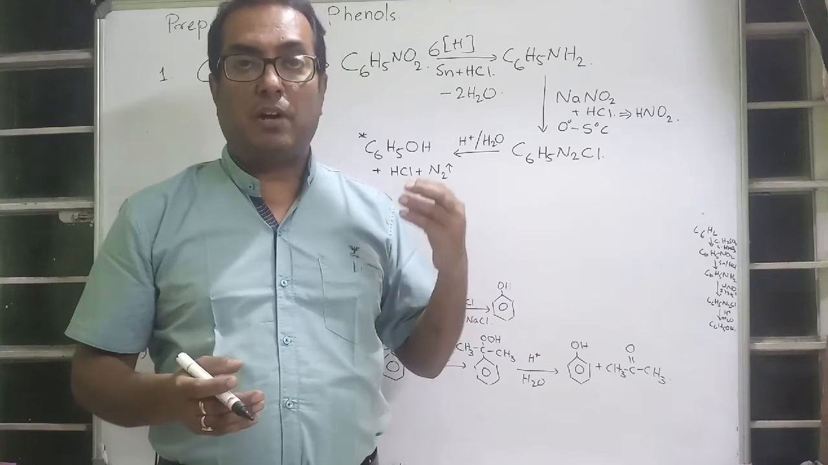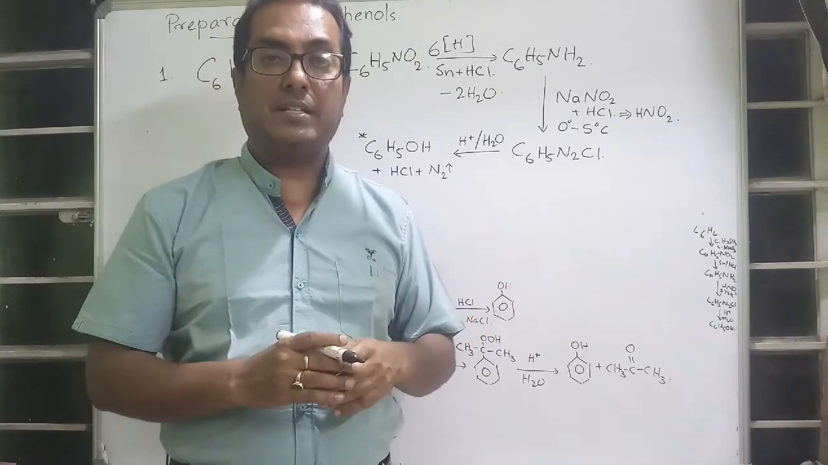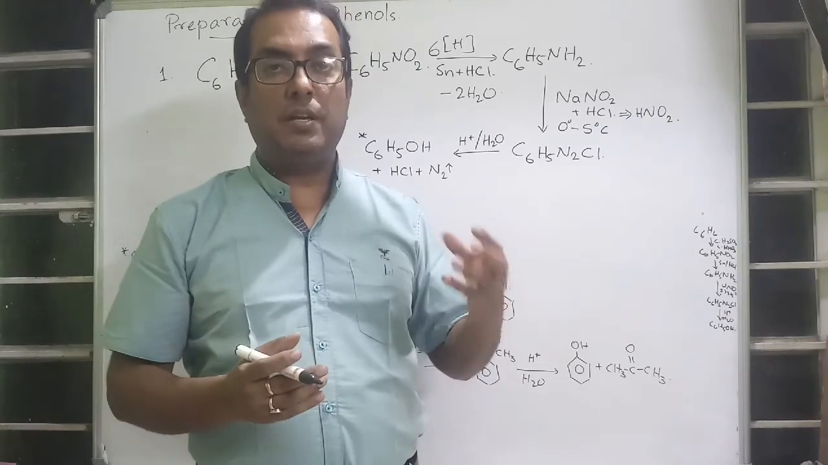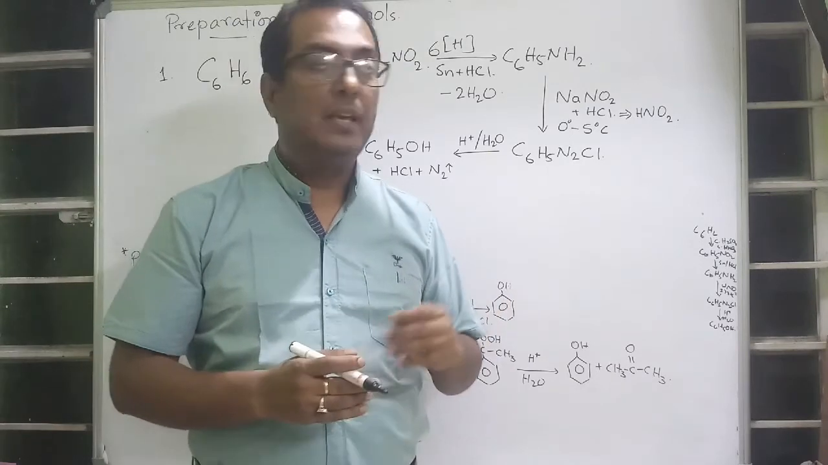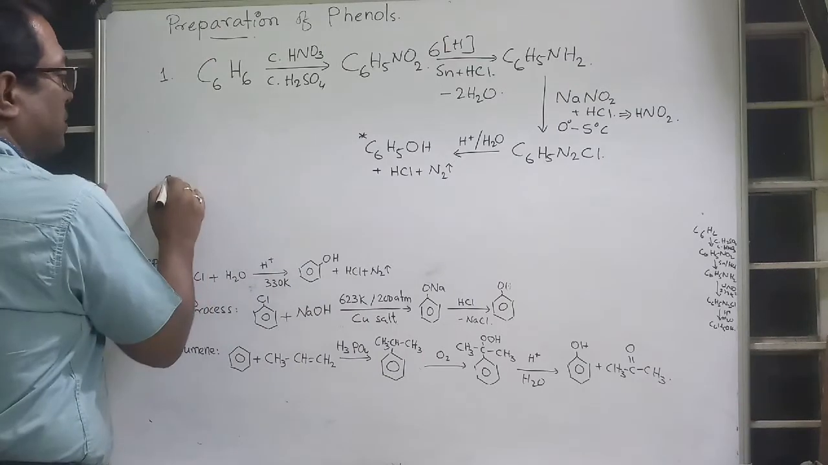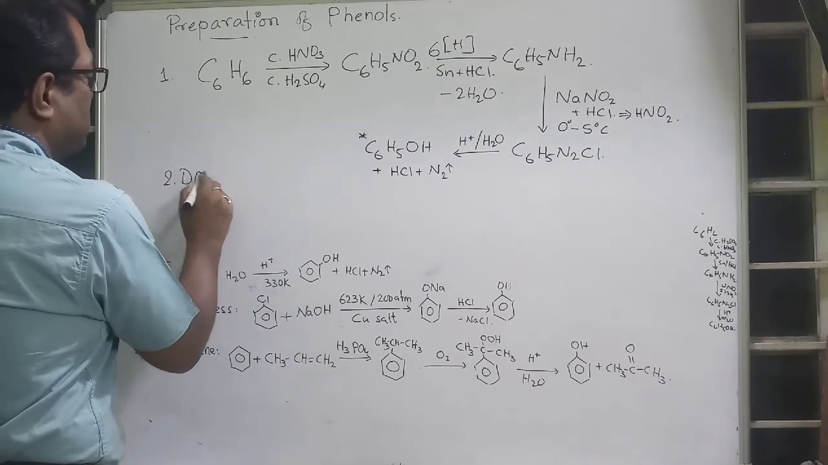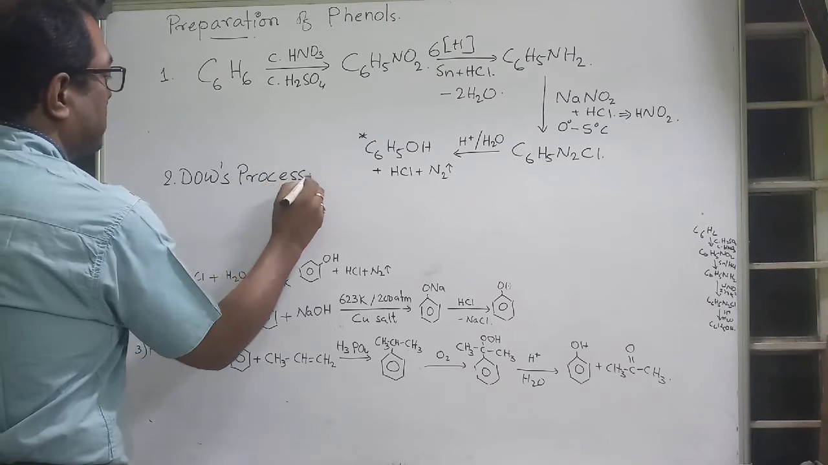Why? Because it is called carbolic acid. It is used as a disinfectant and also for making materials which are explosive. Industrially it is prepared by the Dow process. Number 2 is the Dow process.